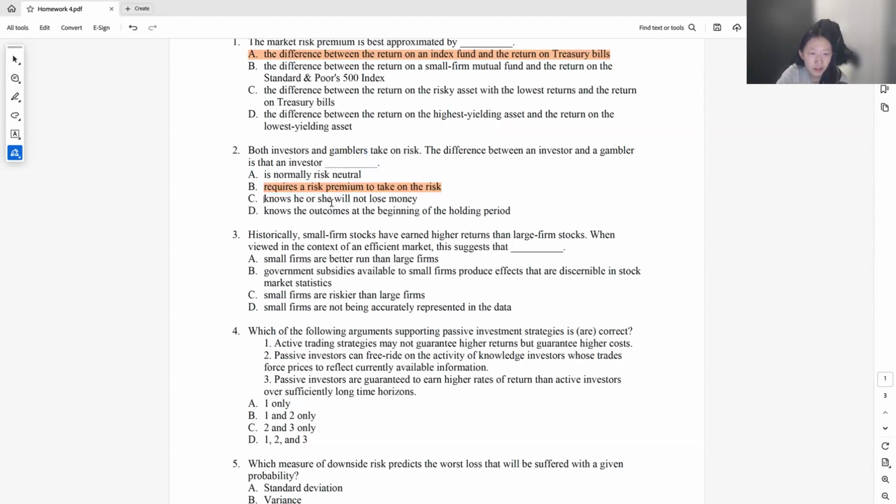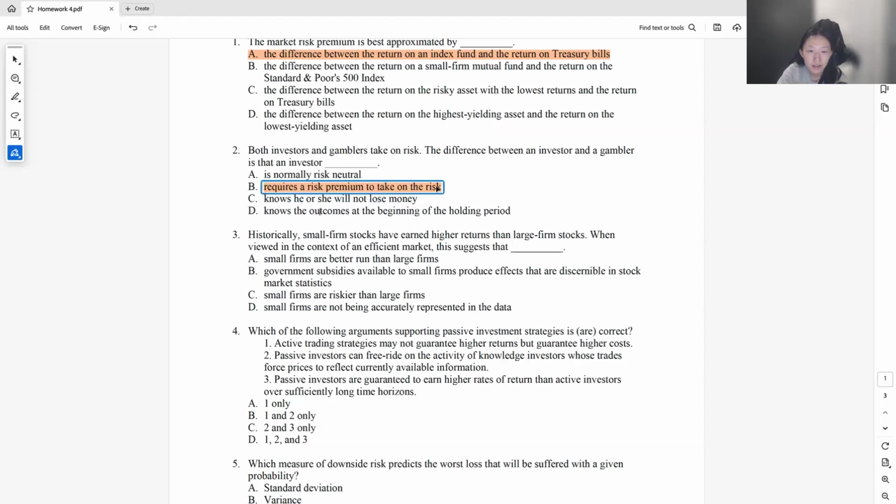C, knows he or she will not lose money. For gamblers as well as investors, I think they all know that they could lose money. D, knows the outcomes at the beginning of the holding period. This is unknown for both investor and gambler. Both of them are facing a situation where there is a likelihood of gaining and a likelihood of losing.